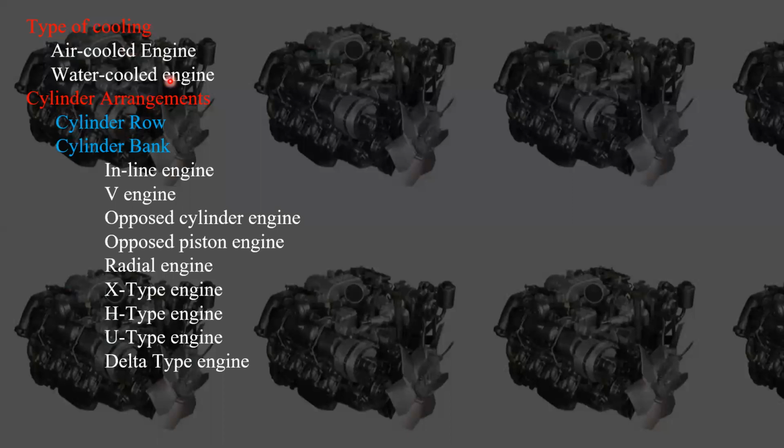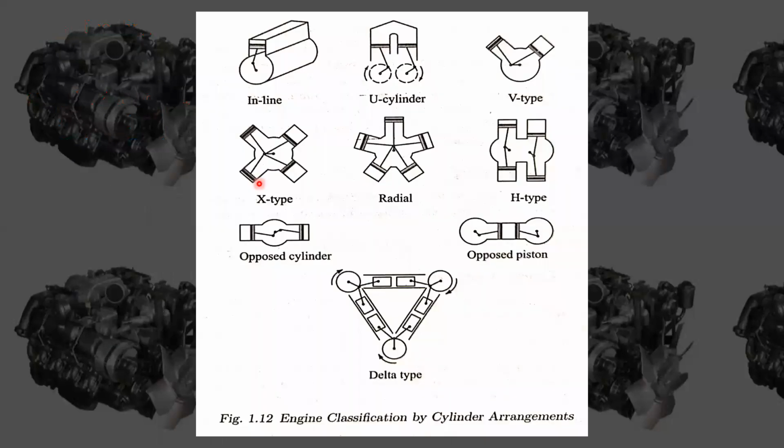Okay. Next, coming to the cylinder arrangement. The next classification is according to the cylinder arrangement. As I already said, there is cylinder row and cylinder bank. See here, I already told you about the crankshaft, piston and cylinder. If you have seen, this is the crankshaft, and here within the housing we are going to have cylinders. Keep in mind these two components, crankshaft and cylinder.